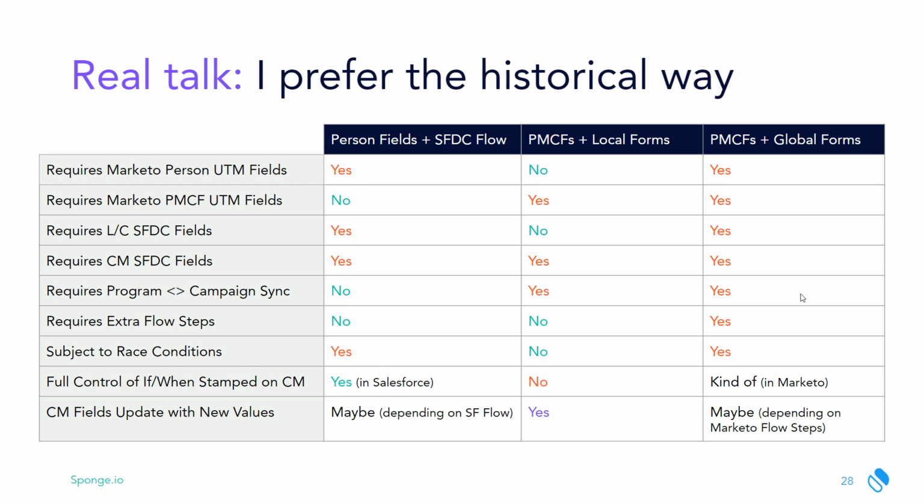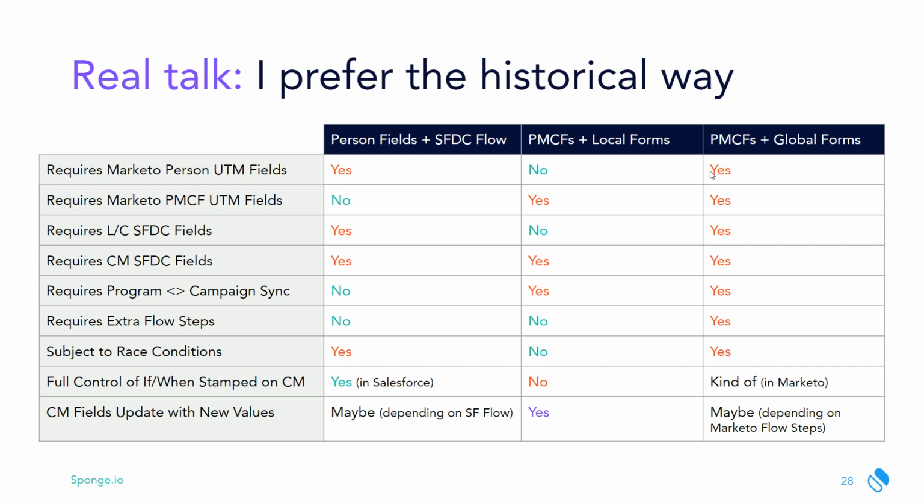So, distilling this down as I outlined earlier, I still prefer doing it the old way of using person fields and a flow on the Salesforce side, because to me, using local forms is an absolutely non-starter. The benefits of using global forms with Marketo are just way too vast to ignore. So I don't really think it makes any sense. I would just cross off this local forms column entirely.